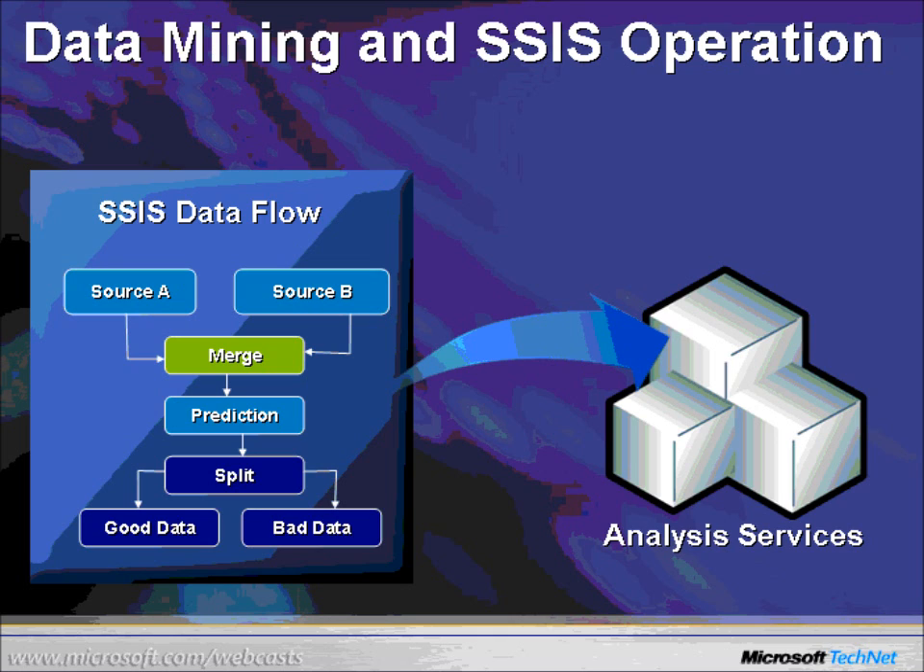We perform the prediction by connecting to the mining model that's deployed as a process in Analysis Services and passing it the data we've already merged together in the data flow. Analysis Services will analyze the data and predict the probability based upon the data already presented in the mining model.